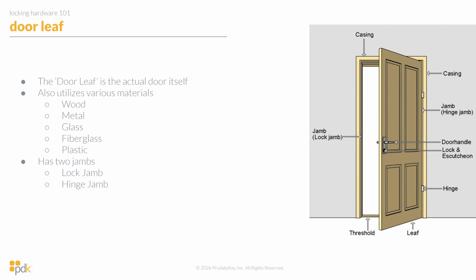So you've got a diagram on the right side of your screen there just showing you all the terminology of the different components of the door. Again, the focus of this lesson is going to be the locking hardware, so the door handle, the lock and escutcheon, things of that nature. But the door itself will have the leaf, it'll have the door frame, the casing, the jambs, and it will have the threshold on the bottom, which we're going to cover as well.